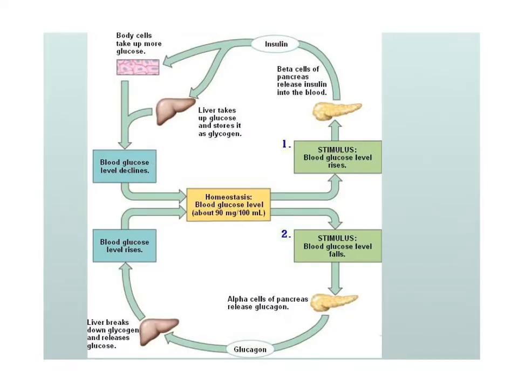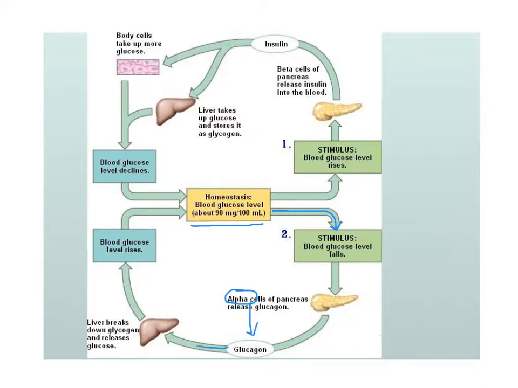And here's a little diagram that shows you the process to keep blood sugar level in homeostasis. When it's in homeostasis, you have about 90 milligrams of glucose per 100 milliliters of blood. So now, if the blood glucose starts to get too low, your pancreas, the alpha cells, remember A comes before B, will secrete glucagon.